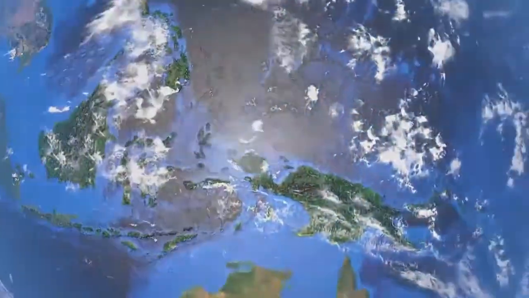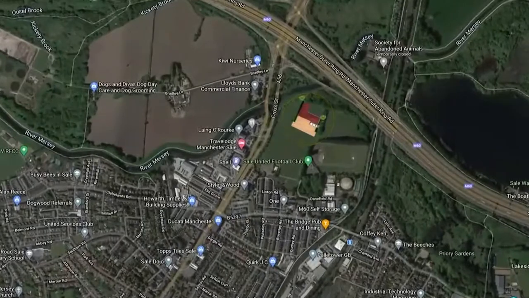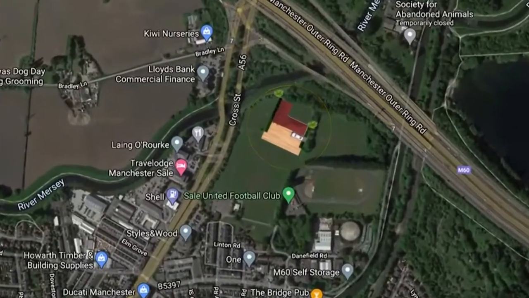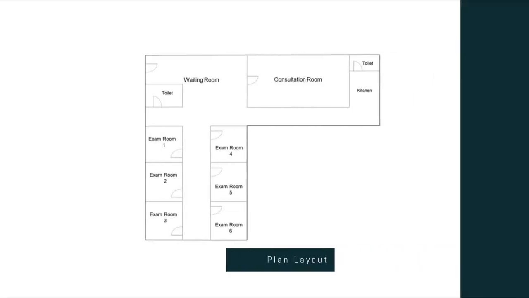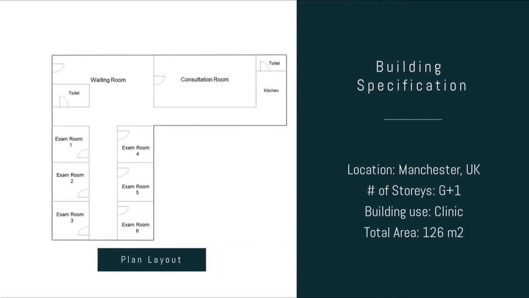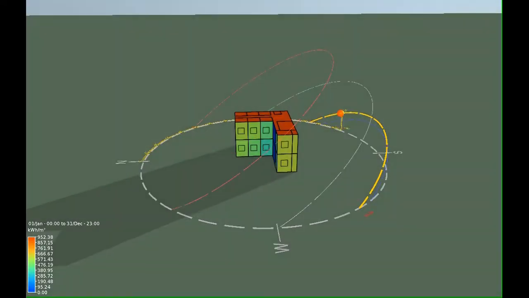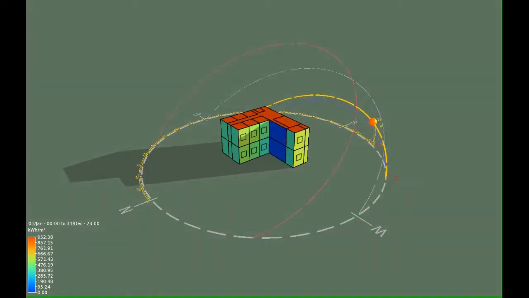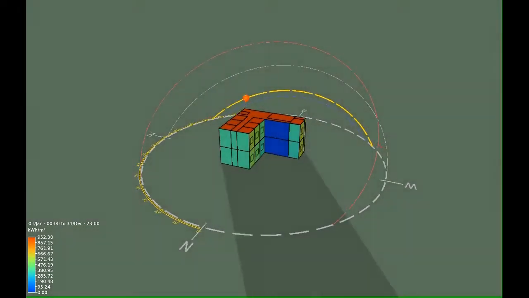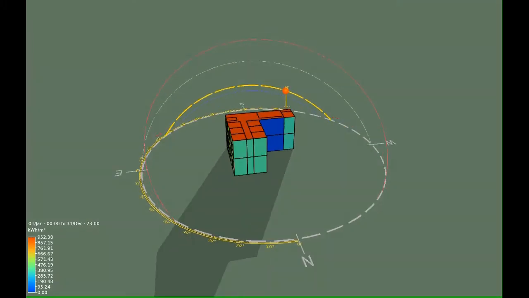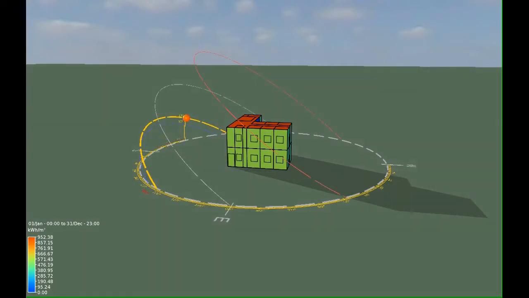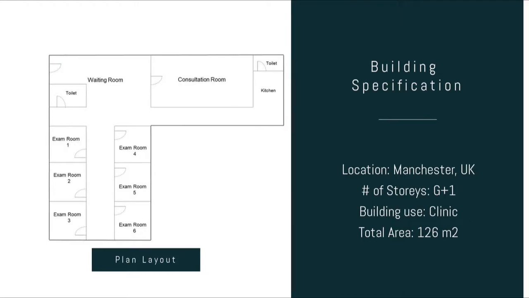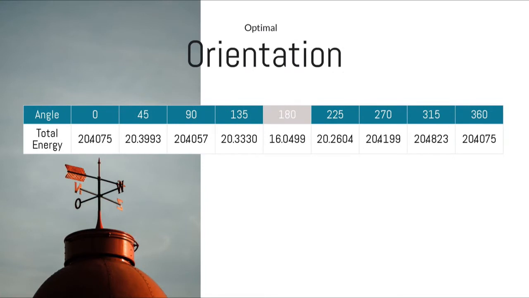My plan was situated in Manchester, and the location for the 2-story building was identified in a green open space area with no obstructions. The building's use is for a clinic with a total area of 126 meters squared. Based on weather data, in Manchester, the summers are comfortable and partly cloudy, and the winters are long and very cold. In order to select the optimal orientation, different angles were modeled through IES's Suncast, and based on the results, 180 degrees showed the lowest total energy throughout the year and was selected.